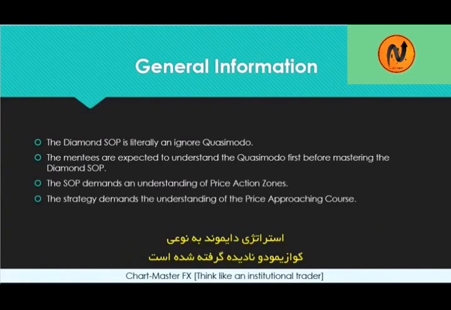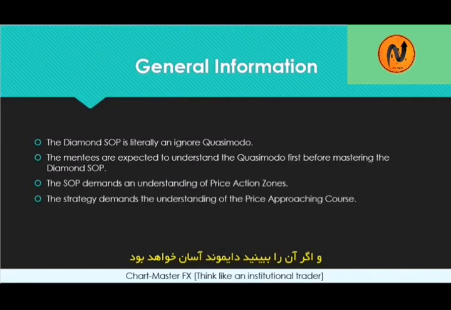The Diamond SOP is literally an ignored Quasimodo. So guys, you need to visit the Quasimodo tutorial first in order to have a full comprehension of the diamond, because you cannot understand the principle behind the anatomy of the diamond if you did not understand the Quasimodo. So guys, go to our channel, look at the Quasimodo video, and watch that video.